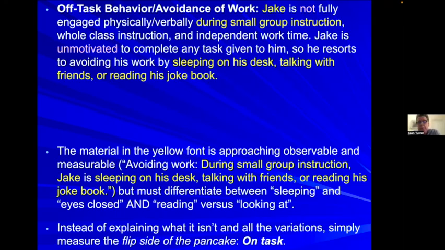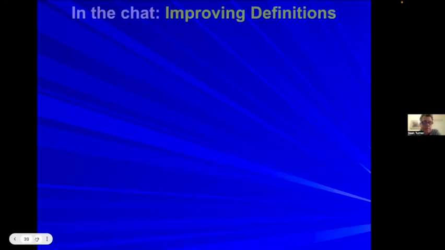And then the intervention plan on the flip side can say, well, last week, Jake slept on his desk in math class 80% of the time. This week, he did not sleep on his desk. That's a big improvement, and you can use that. So that's what we're trying to do here.